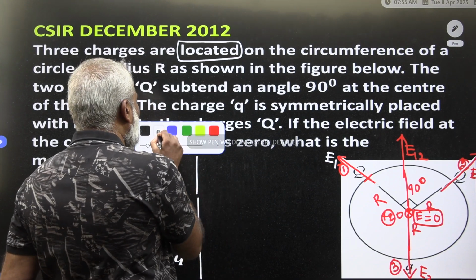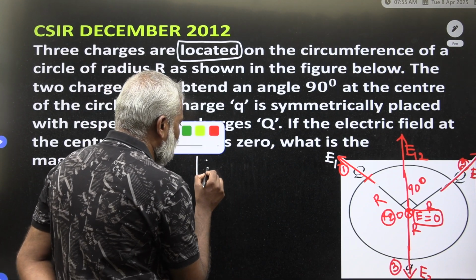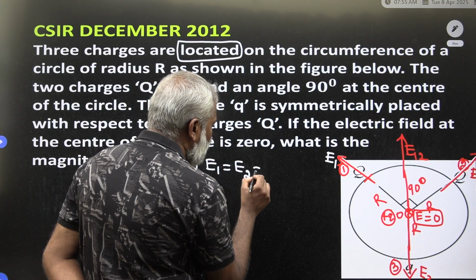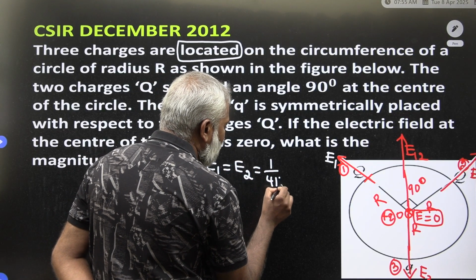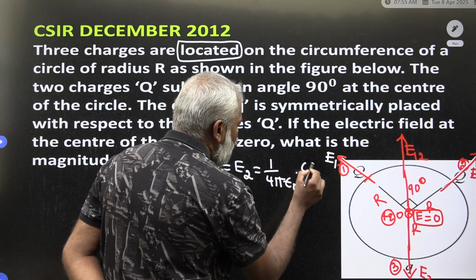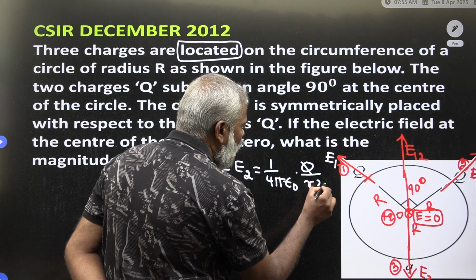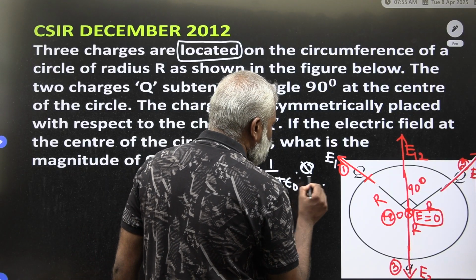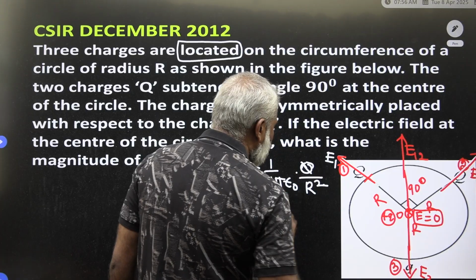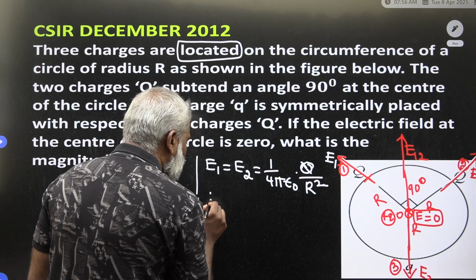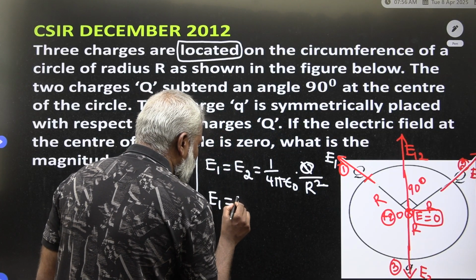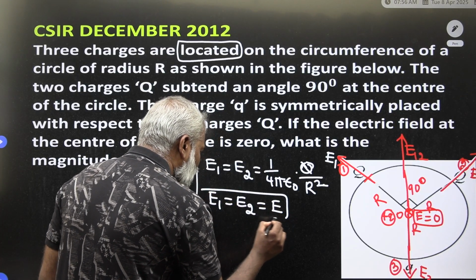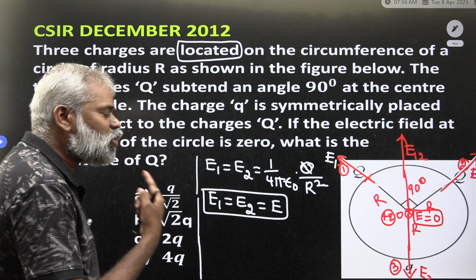Now you need to calculate, so what is E1? E1 is equal to E2 is equal to 1 by 4 pi epsilon naught into capital Q divided by R square, where R is capital R, so you have to write capital R square, which we write as E. This is the electric field due to what?